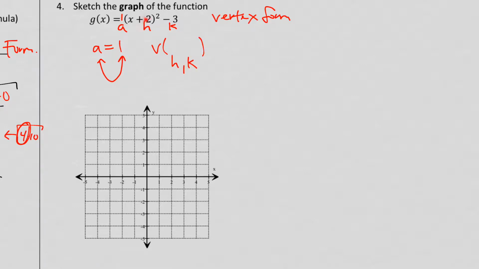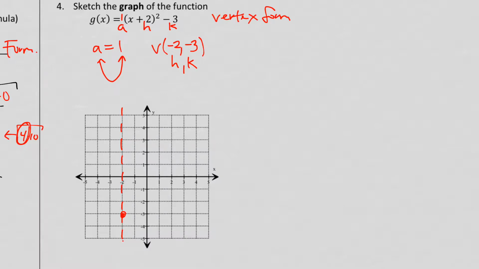So remember that H is the one that's tricky. It's the opposite of what you see. So if you see a plus 2, you're going to choose a minus 2. Then K here is just at face value negative 3. So we can very quickly identify the vertex, negative 2, negative 3, and plot that point here on the grid. So negative 2, negative 3 is going to be here. On that point, we have our line of symmetry. Remember that we know that this U has symmetry, so it's going to fold onto itself.